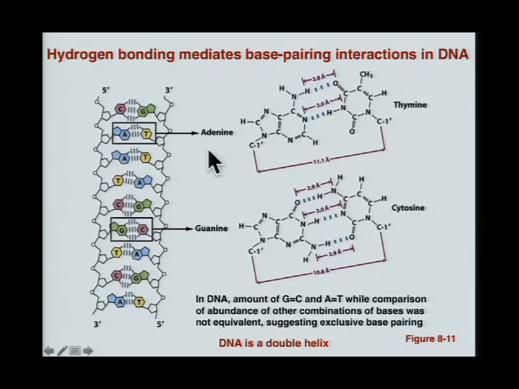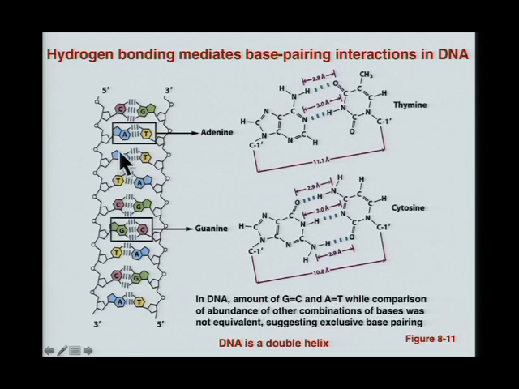And one of the initial things that they observed before they even figured out the structure of DNA was that the amount of G was always equal to C, and the amount of A was always equal to T. Okay, and so this gave them a hint that perhaps one way that this observation could be accommodated was if there was specific base pairing between those particular nucleotides.